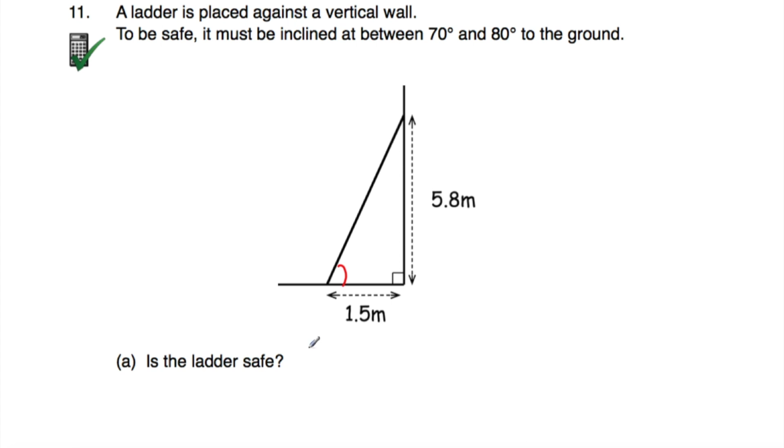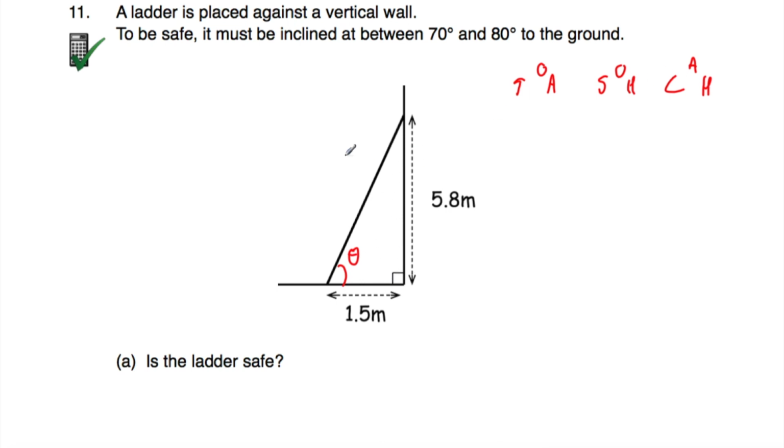And we've been asked, is the ladder safe? So in other words, we want to find the size of this angle theta. And if we can find it, and it's between 70 and 80 degrees, then the ladder's safe. Hopefully. So just to begin with, let's jot down our triangles, two old angels skipped over heaven carrying a harp. And let's label our sides.